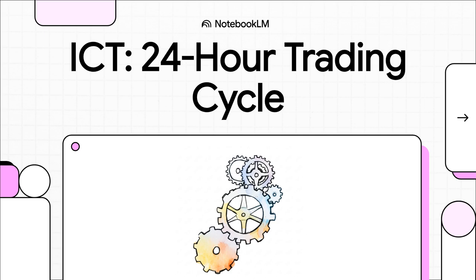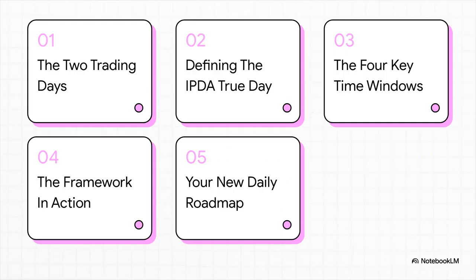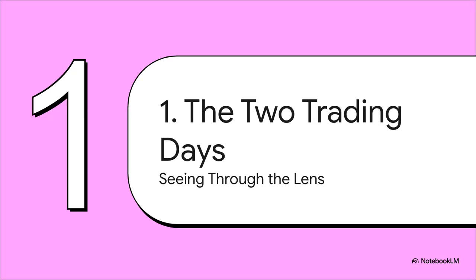Let's get into it. So, here's the game plan. First up, we're going to expose the critical flaw in how most traders look at the 24-hour day. Then, we'll define the exact 24-hour cycle the algorithm actually uses. After that, we'll zero in on the 4 most important time windows. Then we'll see it all click on a real chart, and finally, we'll wrap it all up with a new daily roadmap that you can start using right away. Okay, let's get right into it.